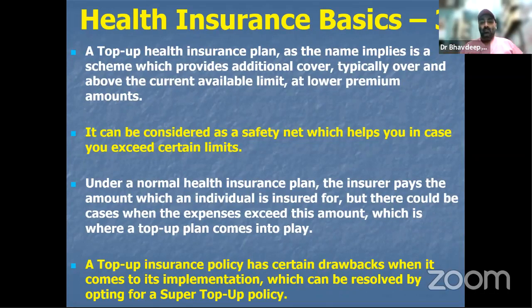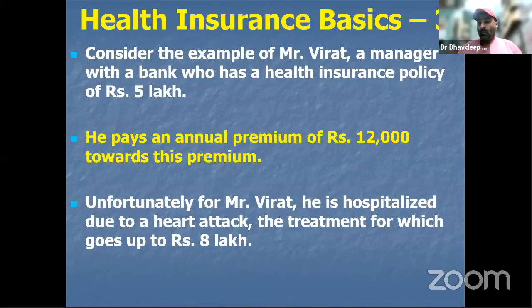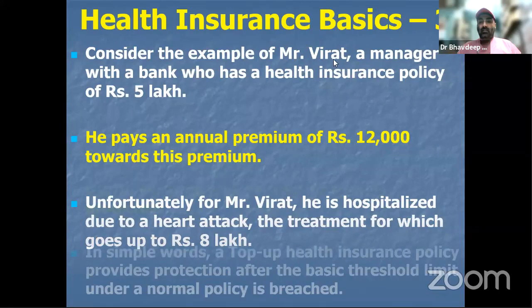Let's see the slides now. So a top up will have some drawbacks, which can be resolved by opting for a super top up. Let's see those. So consider the example first for the top up, then I'll go ahead with the super top up as well. Let's suppose there is a bank manager who has a health insurance policy of 5 lakhs. He pays a premium of rupees 12,000 towards the policy. And he's hospitalized with a heart attack and his treatment goes up to 8 lakh. So only 5 lakh is covered and the remaining he would have to pay from his pocket.